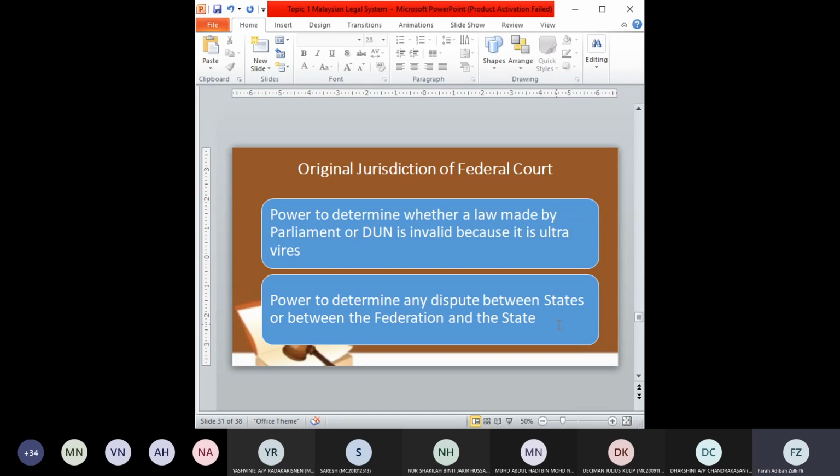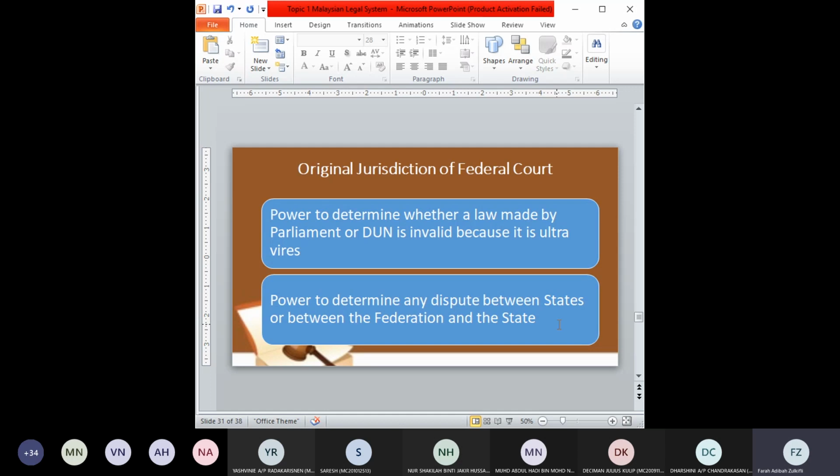As mentioned in the beginning of this topic, the highest law in Malaysia is the Federal Constitution. So if you make any law which goes against the Federal Constitution, or if you make a subsidiary legislation which goes against the parent act, and you want to challenge the law, because the new law is against the Federal Constitution or against the parent act, you have to go to the Federal Court. Only the Federal Court has the power to determine whether a law made by Parliament or DUN is invalid. So the only court that can decide whether the law is against the constitution or not is the Federal Court.